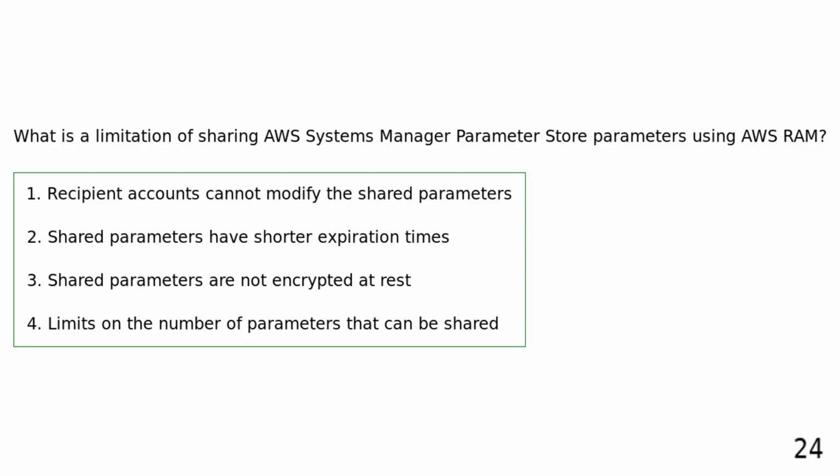What is a limitation of sharing AWS Systems Manager parameter store parameters using AWS RAM? Recipient accounts cannot modify the shared parameters. Shared parameters have shorter expiration times. Shared parameters are not encrypted at rest. Limits on the number of parameters that can be shared.